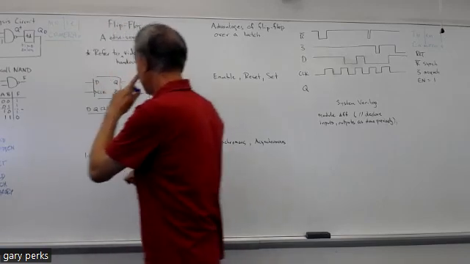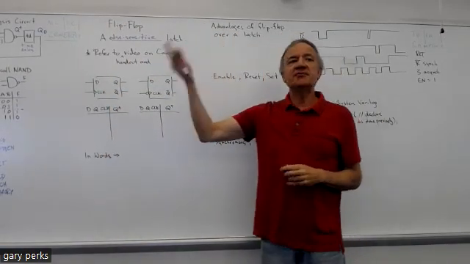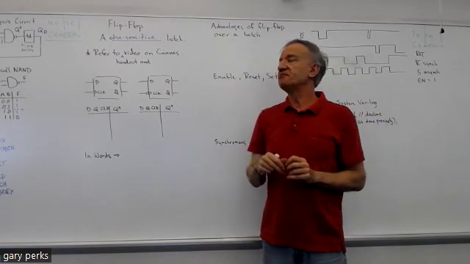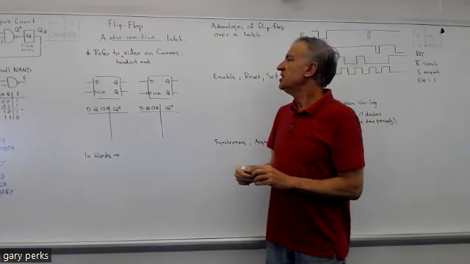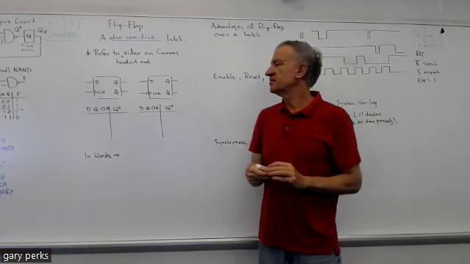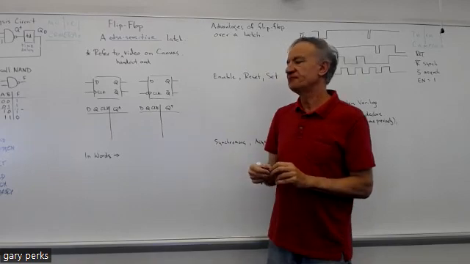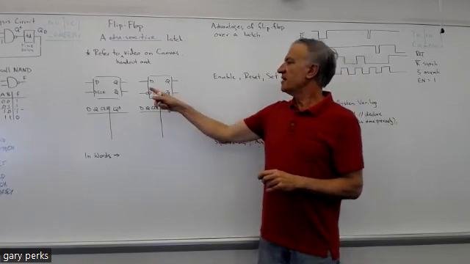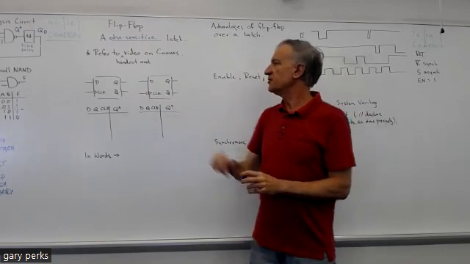end results. There are different types of flip-flops. There are T flip-flops, there are JK flip-flops. But the most common, the one we use in this class, and the only one you're responsible for, is called the D flip-flop. And there are two types of D flip-flops. I've drawn the symbol for each type.